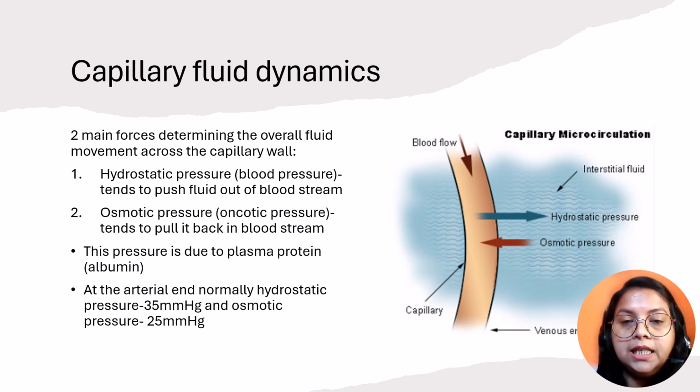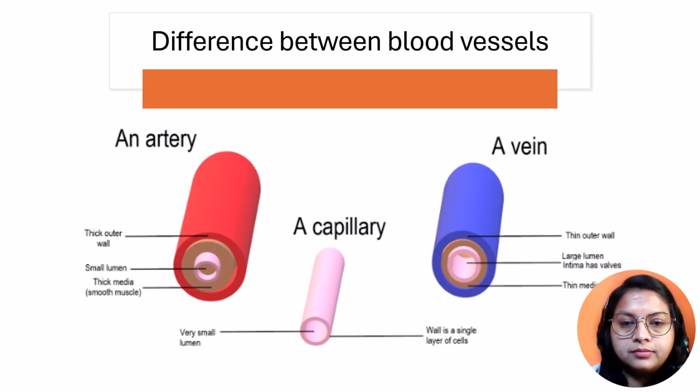At the arterial end of the capillary, hydrostatic pressure exceeds osmotic pressure. Hydrostatic pressure is nearly 35 mm Hg and osmotic pressure is nearly 25 mm Hg, which promotes filtration. Toward the venous end, the balance shifts to favor reabsorption.